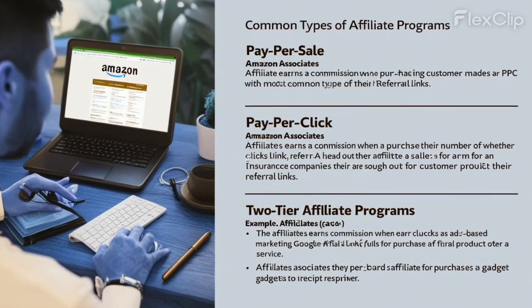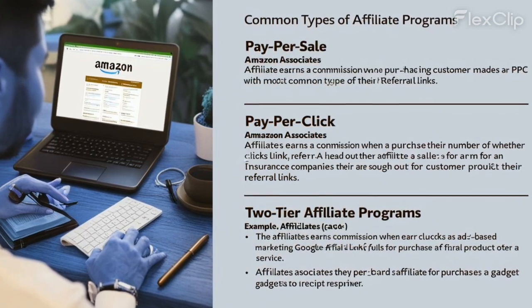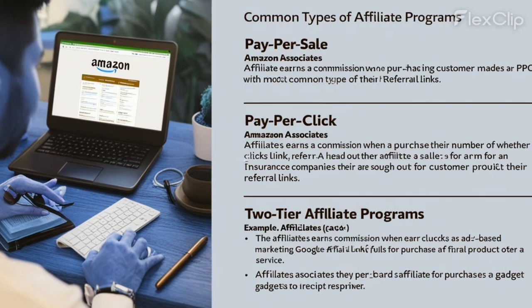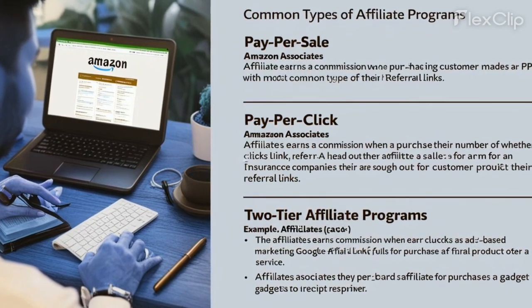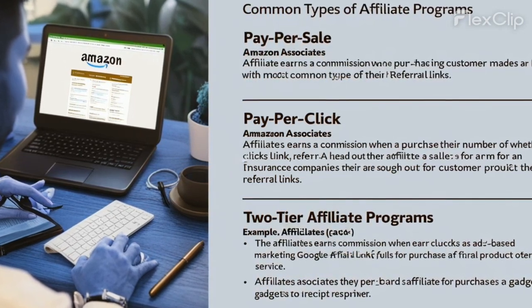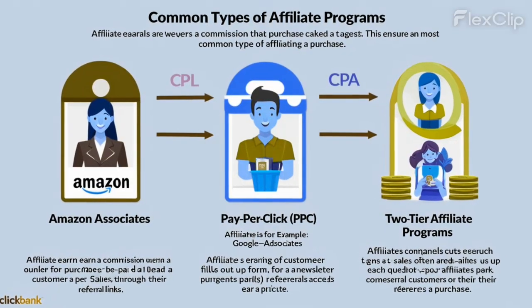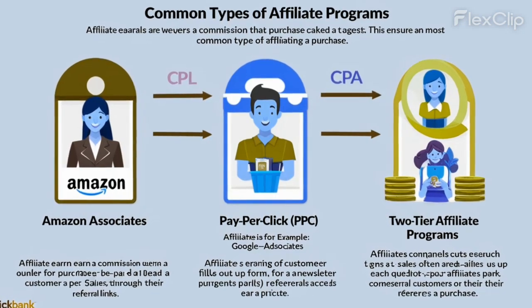Pay per sale, PPS. Description: the affiliate earns a commission when a customer makes a purchase. This is the most common type of affiliate marketing. Example: Amazon Associates, where affiliates earn a commission on each sale made through their referral links.